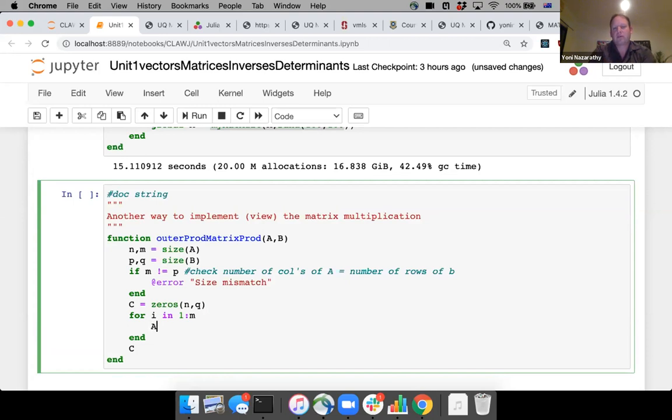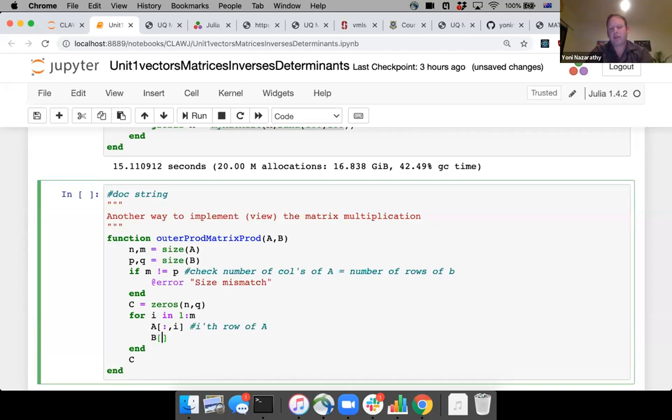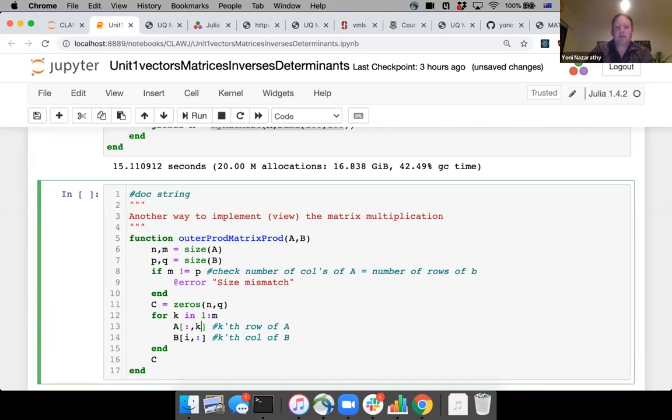Let's now take one outer product. The way we do one outer product is we take A, colon, this is the kth column of A. Let's not call it I, let's call it K. The kth column of A, and the kth row of B. I made a bit of a mistake here. If I do A colon K times B K colon, this should give me an outer product.